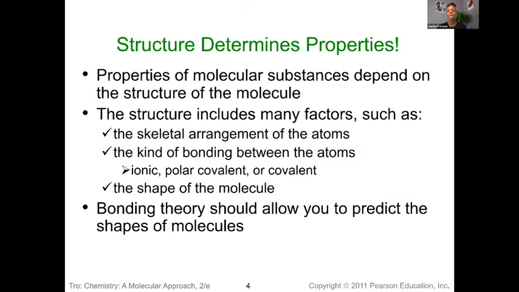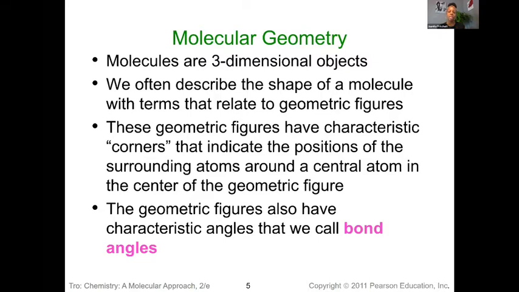Now, bonding theory is going to allow us to predict the overall shape of the molecules based on the number of electron groups found around the central atoms. We're going to be distinguishing between the electron geometry and the molecular geometry as we get later into this chapter. But the molecular geometry itself is going to tell us the three-dimensional shape of these molecules. The shape we describe relates to the geometric figure that it's simulating or imitating. When predicting these shapes, we're going to be looking at the corners, or positions, surrounding that central atom to define what that geometric figure is. Each of these figures is going to have characteristic bond angles associated with it.